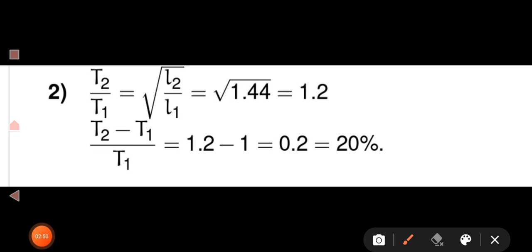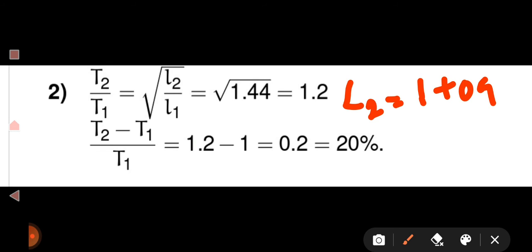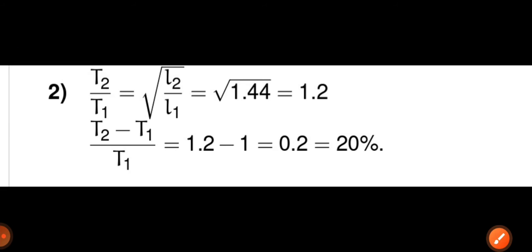Friends, as we know, T is directly proportional to root L, and here, as I have told you, L2 is equal to L1 plus 44% of L1, that is 1 plus 0.44, which is added here, so 1.44 is the length that we have to use. So when we use it, you can observe that T2 upon T1 is equal to under root 1.44, and if we take the square root, that is 1.2.